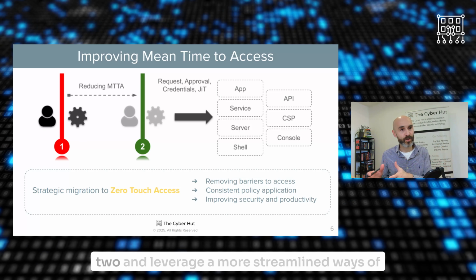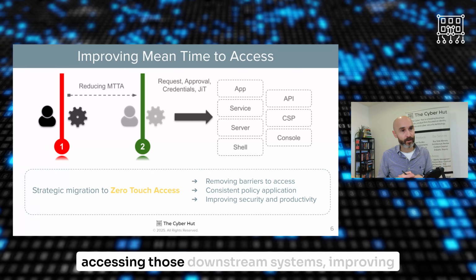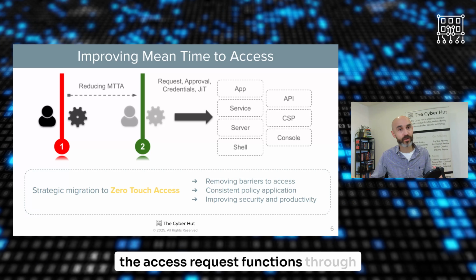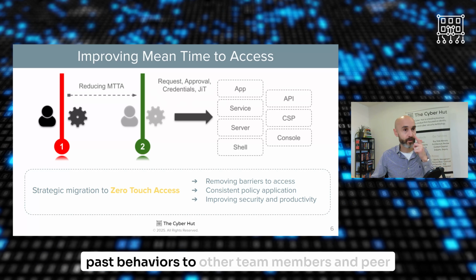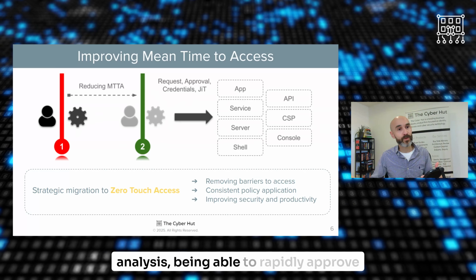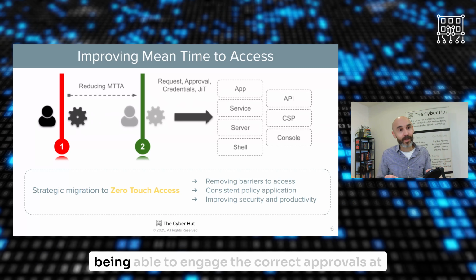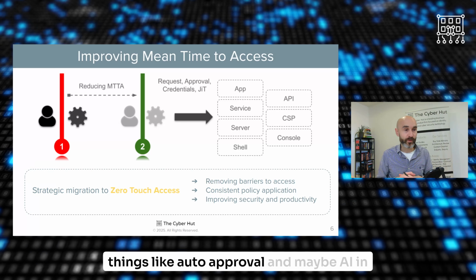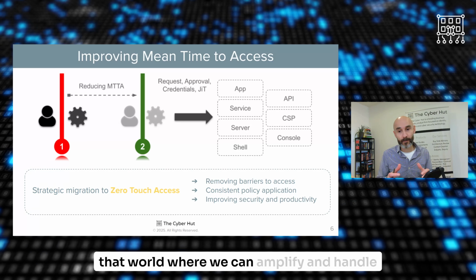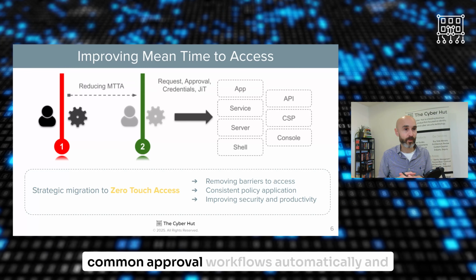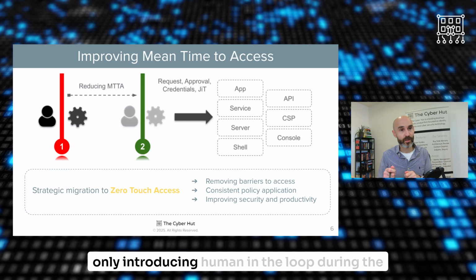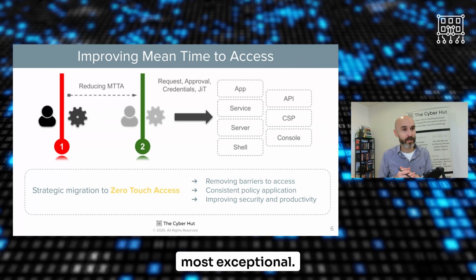between sort of point one and point two, and leverage more streamlined ways of accessing those downstream systems, improving the access request functions through recommendations, through past behaviors, through other team members and peer analysis, being able to rapidly approve requests or integration with the chat ops world, whether it's Slack or other, and being able to engage the correct approvals at the right time, perhaps even leveraging things like auto approval and maybe AI in that world, where we can amplify and handle common approval workflows automatically and only introduce a human in the loop during the most exceptional approval processes.